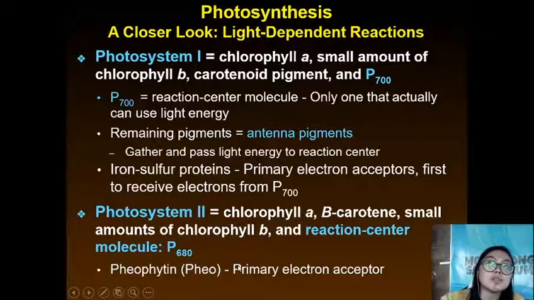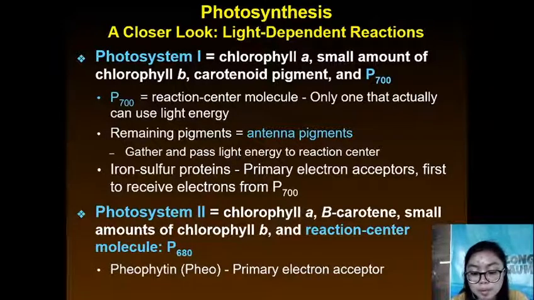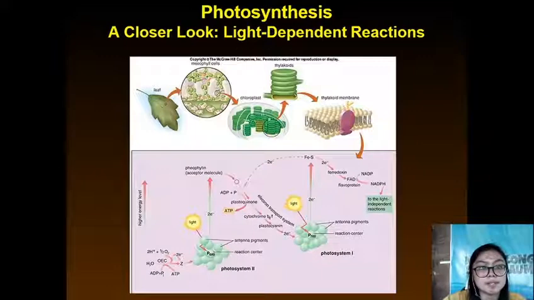Pheophytin is actually a chemical compound, while the iron sulfur proteins are best known for their role in the oxidation reactions of electron transport in mitochondria and chloroplast.